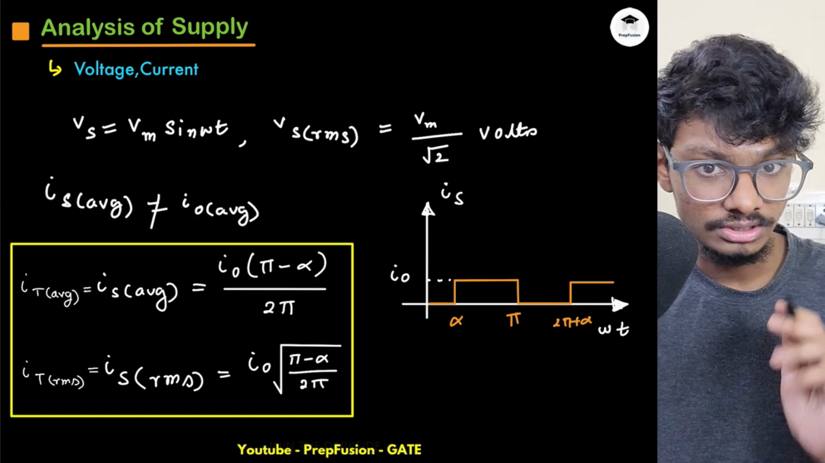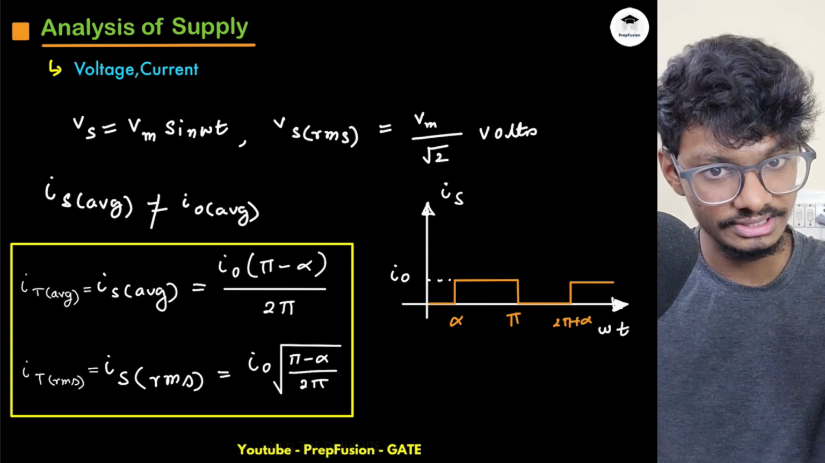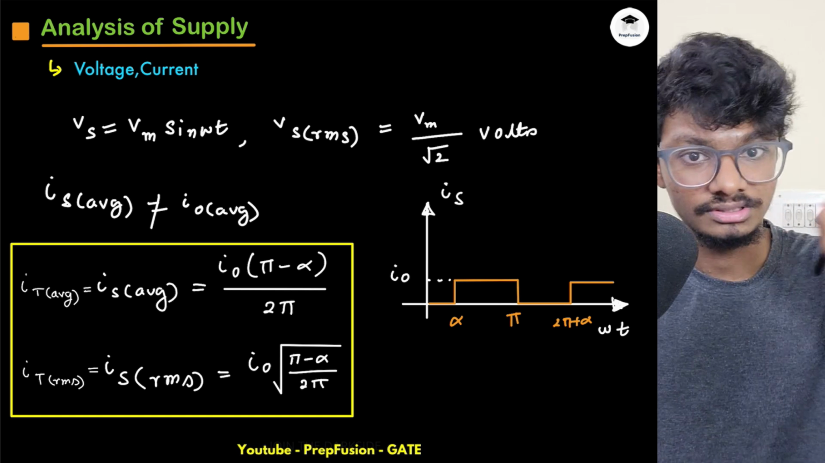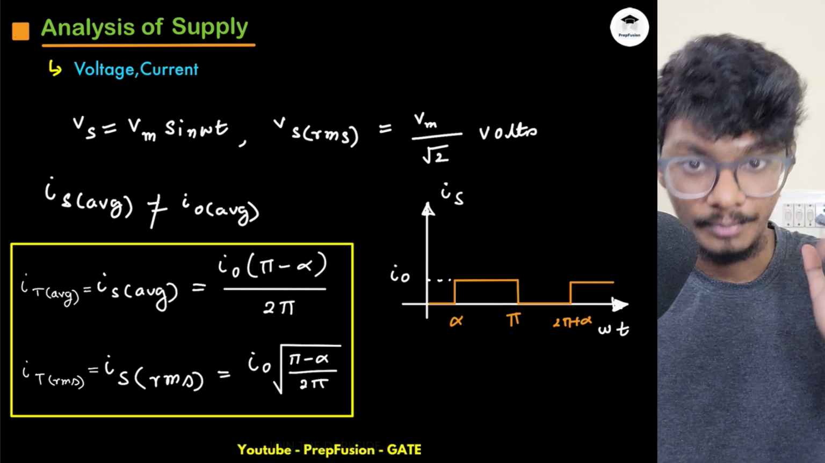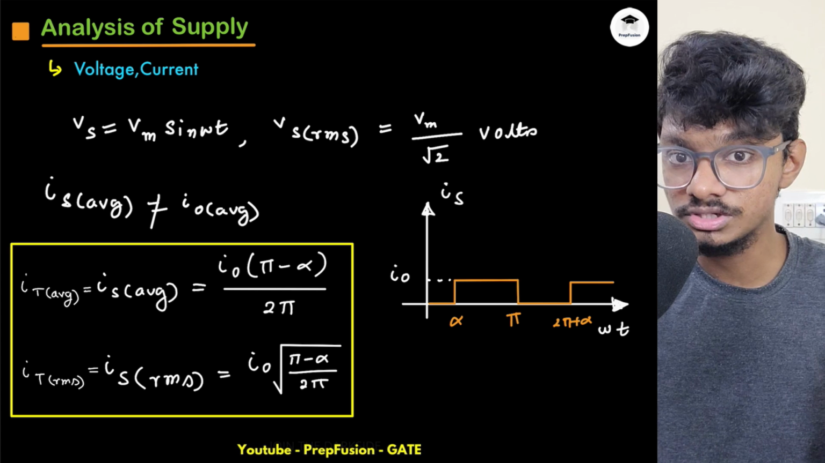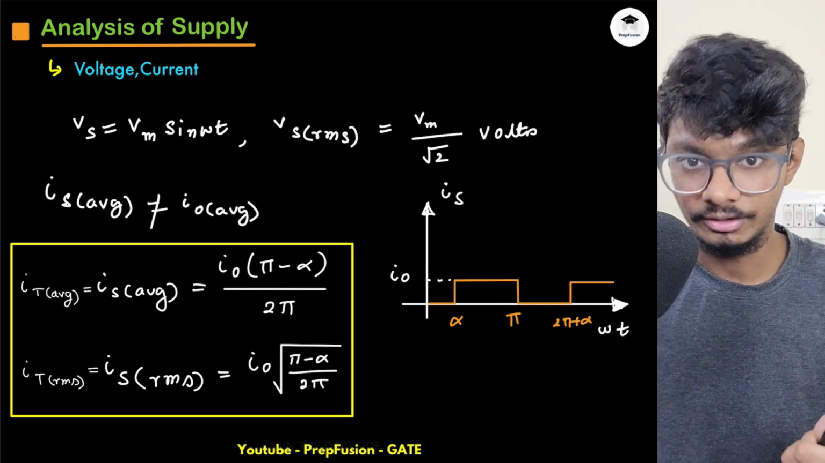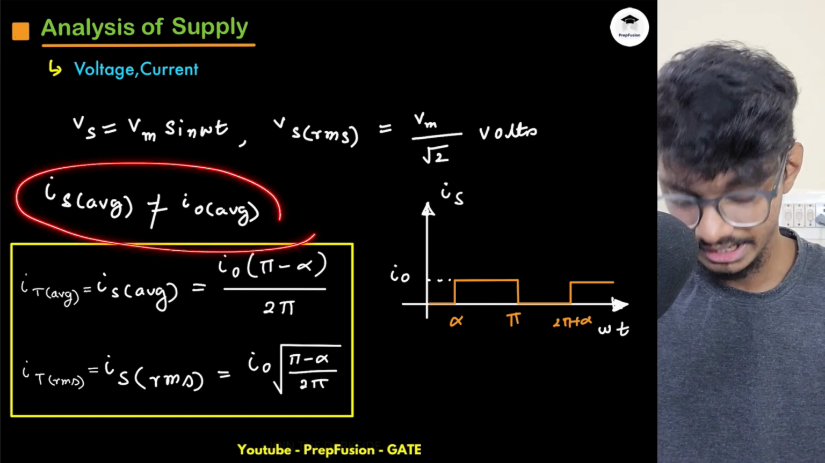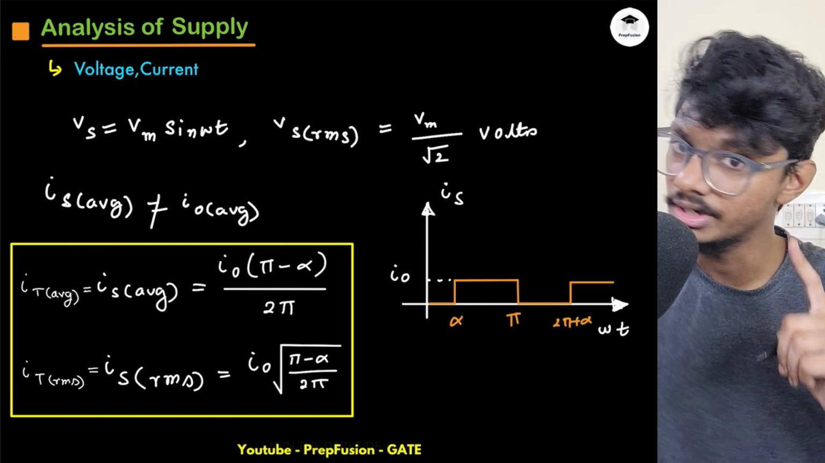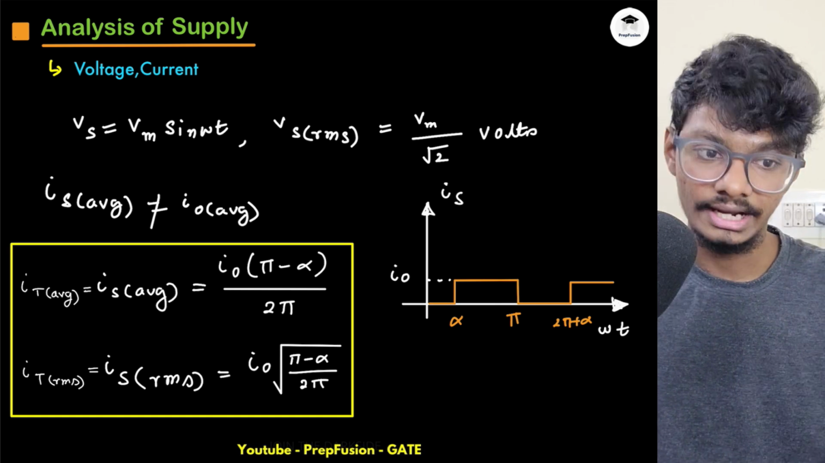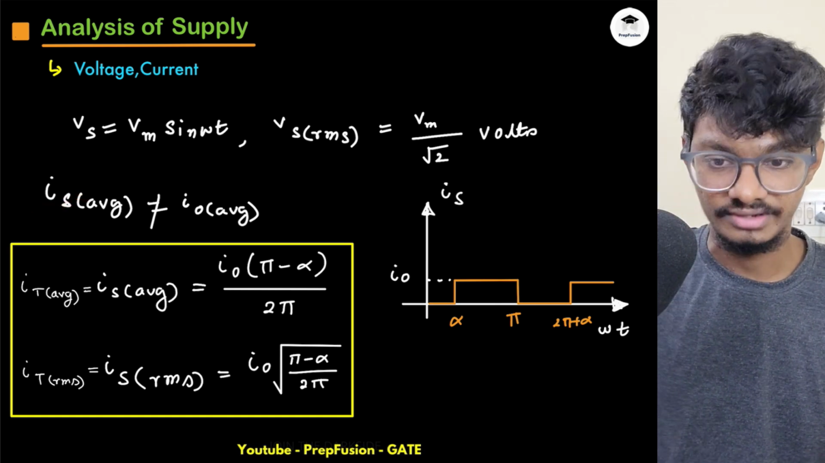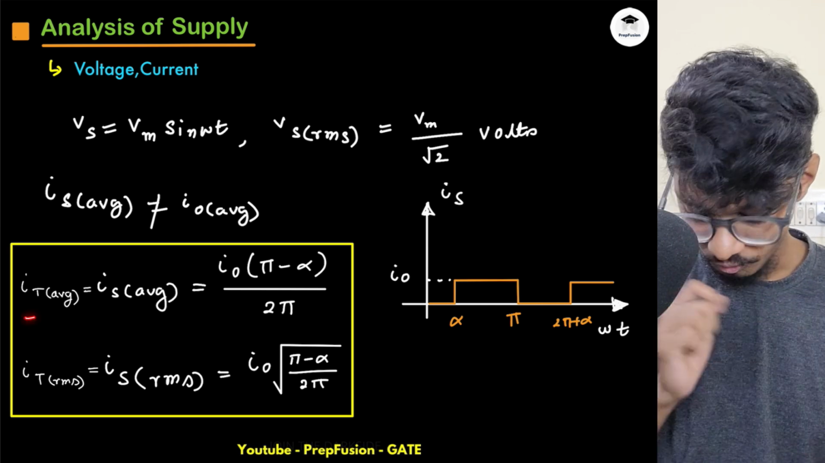Why? Because during the first half cycle, the thyristor current, the supply current and the load current are the same. But during the second half cycle, the thyristor current and the supply current are the same, but the load current equals the freewheeling diode current. So the load current is not always equal to the supply current. In the previous cases I always said that IS average and IO average are the same, but here I cannot say that. So what is my IT average?